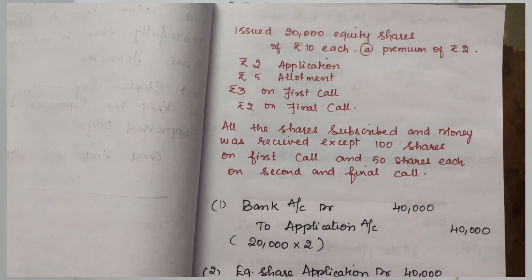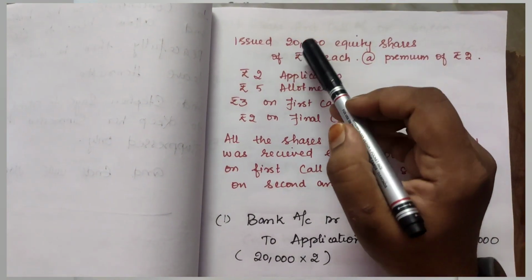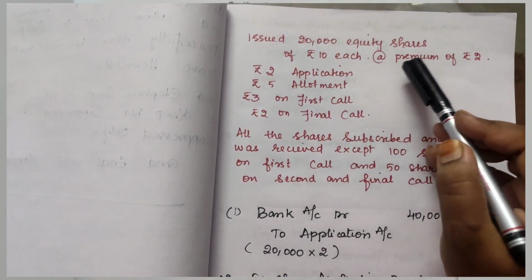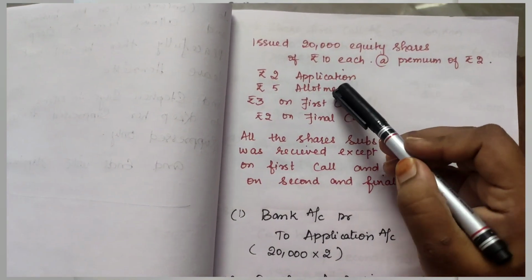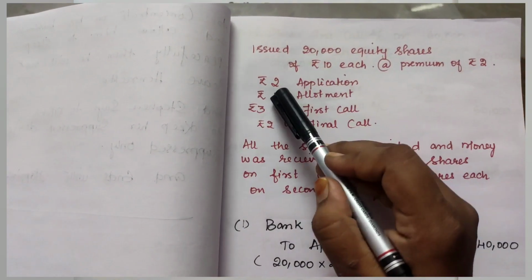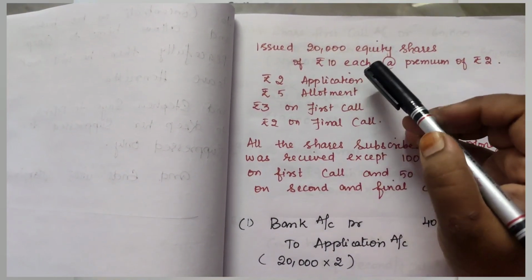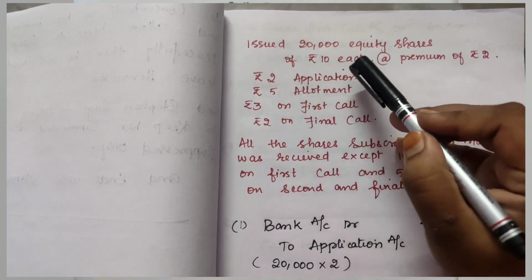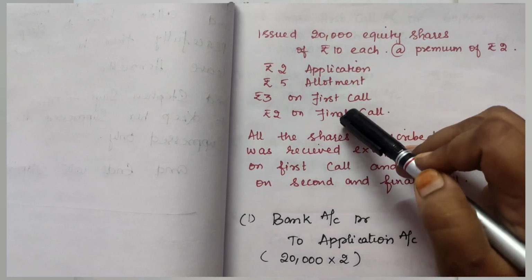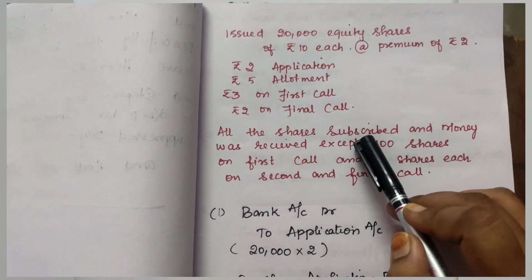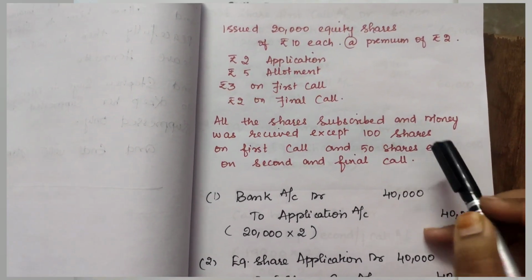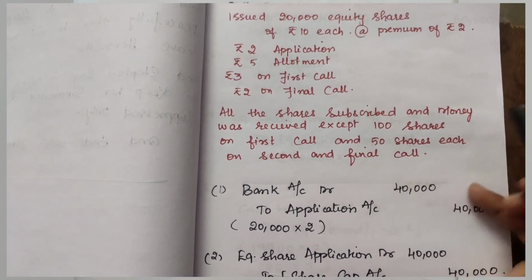Students, this is a very easy and very important 5-mark question. So 20,000 equity shares are being issued at rupees 10 each at a premium of rupees 2. In this, we need to take the premium only in allotment, which is 2 rupees of premium and 3 rupees for the equity shares. So 2 rupees is for application, 5 rupees for allotment, 3 rupees on first call and 2 rupees on the second and final call. All the shares were subscribed and money received except 100 shares on first call and 50 shares each on second and final call.